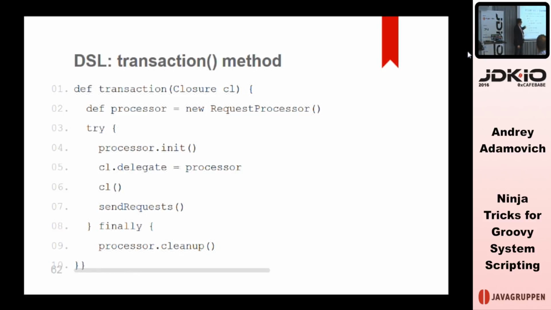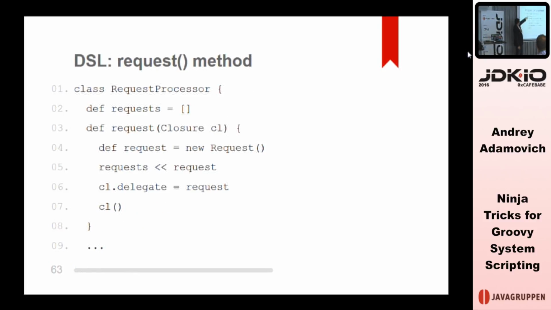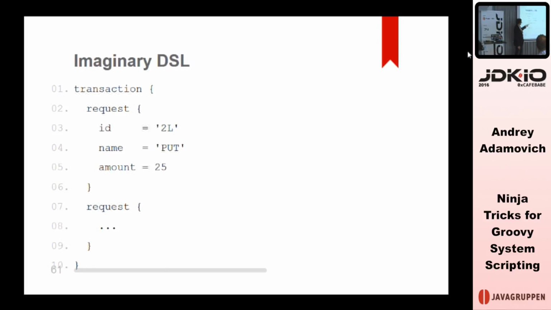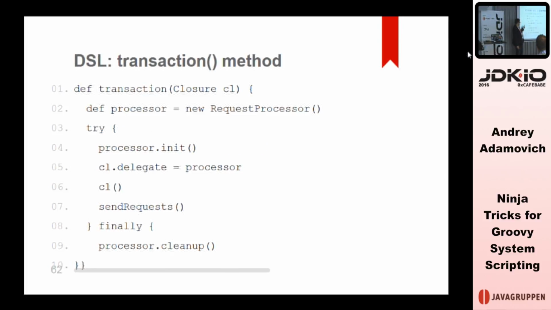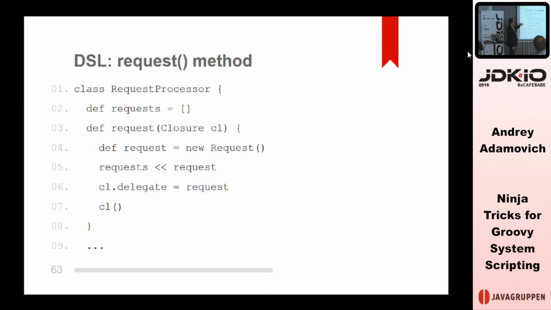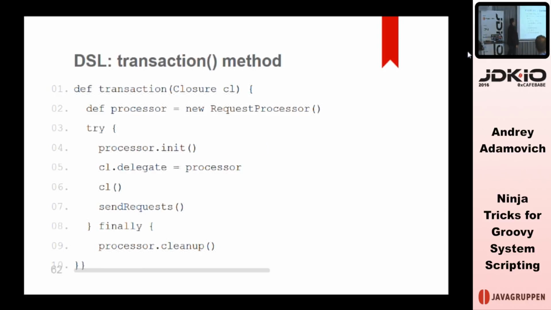And the closure, when it executes, will execute the request method for every one here. And the request method is basically belonging to this request processor class, where we do some logic inside. And in fact, we're just collecting the data here. So we're collecting the data structures for the request object. And then here, in the transaction method, when we delegated the calls to the request processor, we get all the data, and the processor object is filled with all the requests. And after we get the data, we actually execute the code, execute the logic.